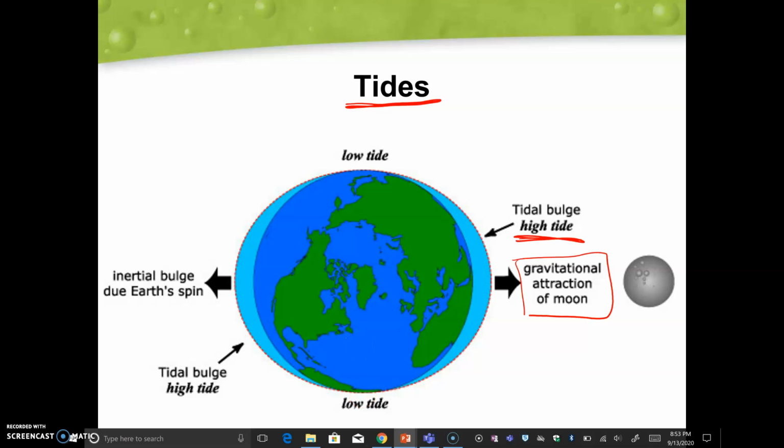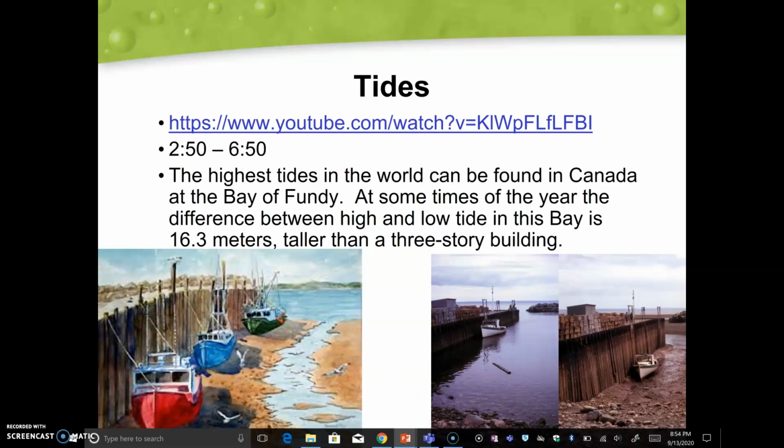So remember that the Earth orbits around the sun, but our moon orbits around the Earth. So at different times of the day, our gravitation to the moon is going to be different. So that's going to change our tides here, depending on where the moon is in relation to us. I'm sure you've heard those terms before, high tide and low tide.